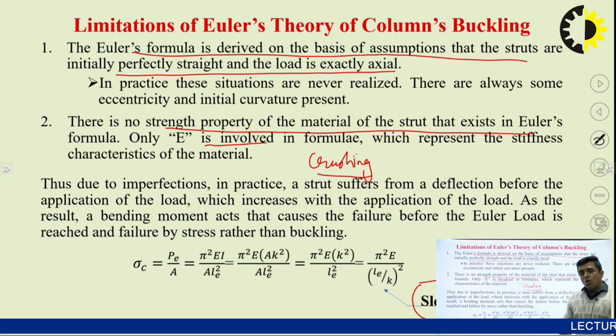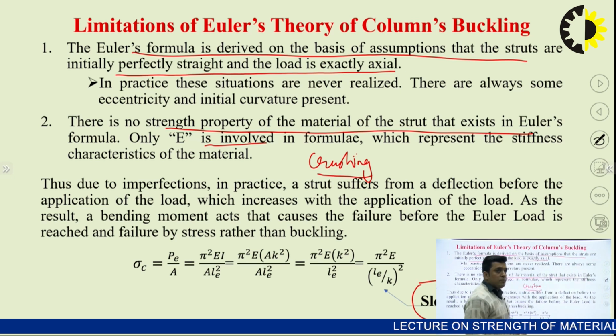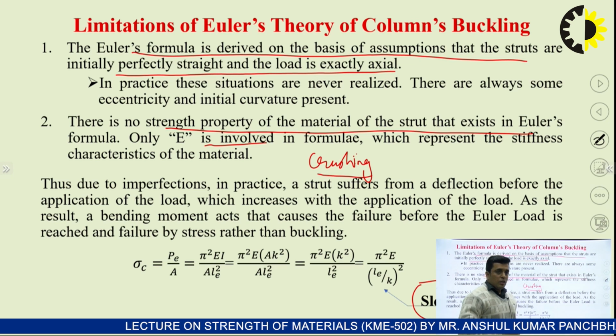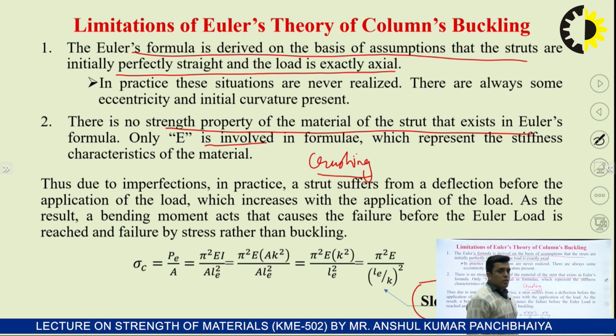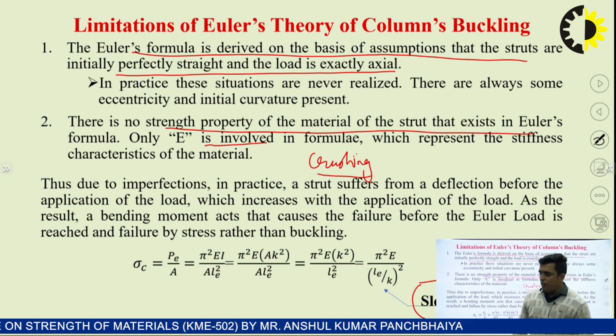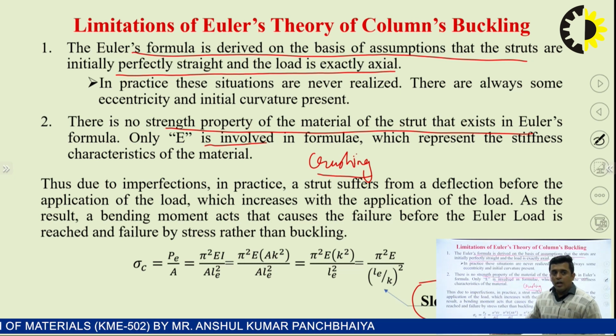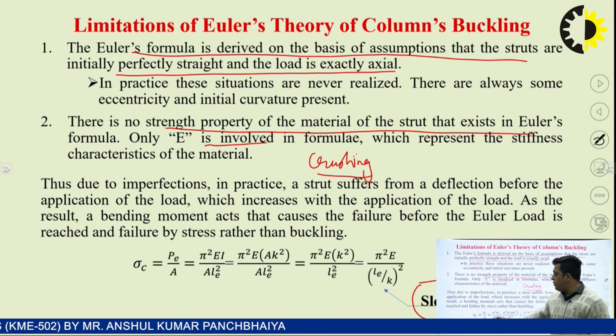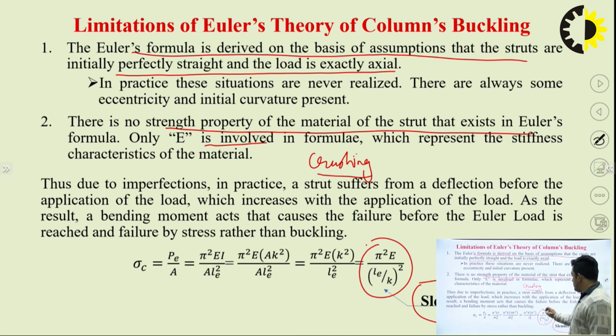This parameter also helps us in deciding whether the column will fall in the short category or in the long category, that is, whether the column is a long column or a short column. Now, if you see what I have written, sigma C, we know stress is equal to load upon area, so sigma crushing is equal to P_E by A. Pi square EI means P is equal to pi square EI upon L_E square, and I is equal to A K square, so in the bottom you are getting (L_E by K) whole square. That L_E by K is known as the slenderness ratio.